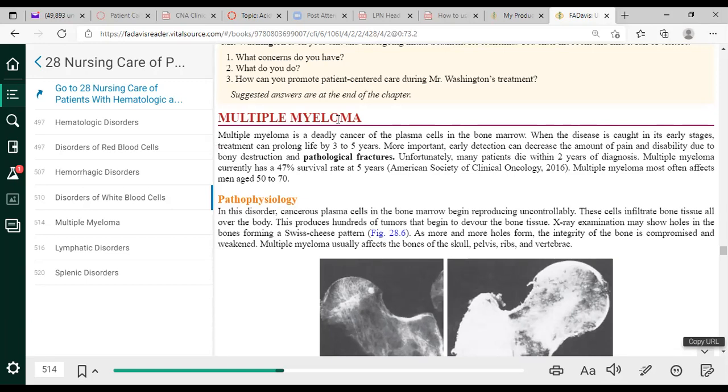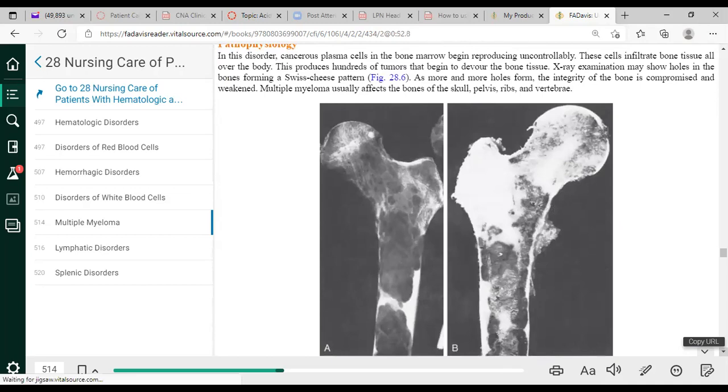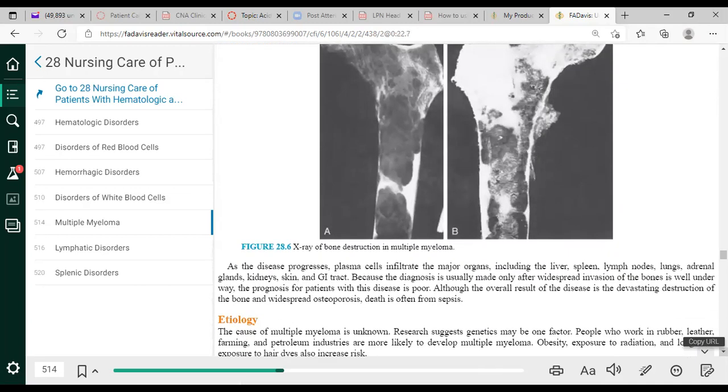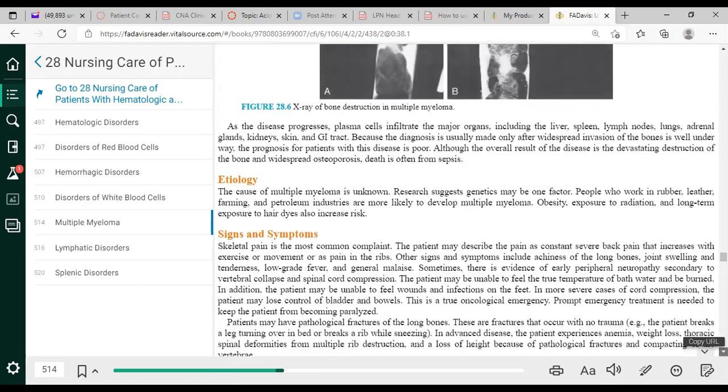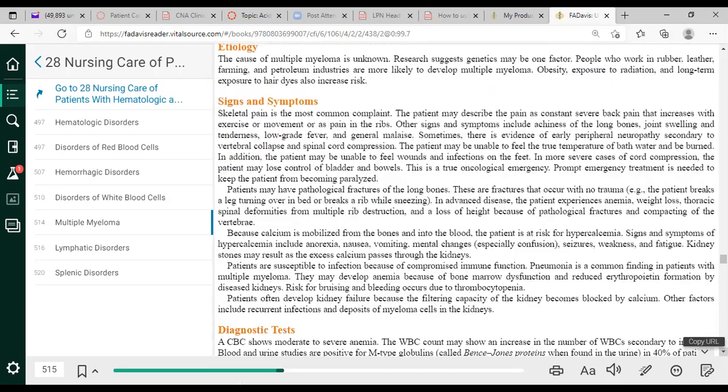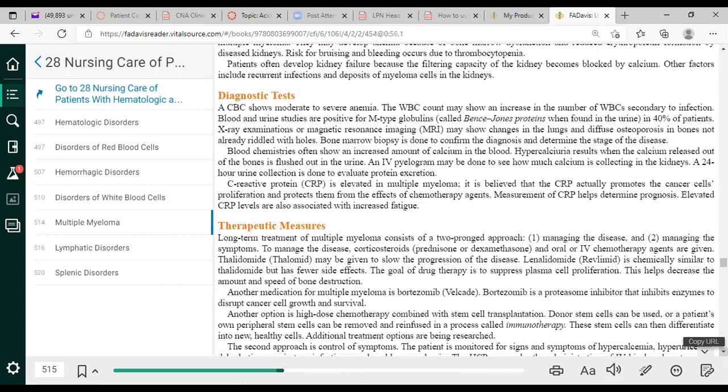One of the main complaints with multiple myeloma is skeletal pain. Most of the patients complain of skeletal pain. And with diagnosing multiple myeloma, the patient will have a C-reactive protein in the blood that's elevated. And that's how they will actually diagnose it. And therapeutic measures are to more so manage the disease and the actual symptoms with multiple myeloma.